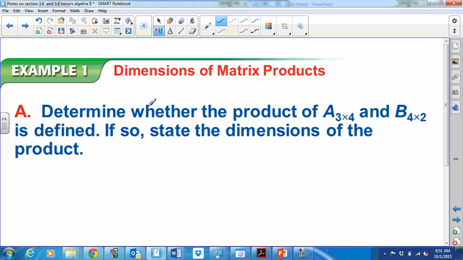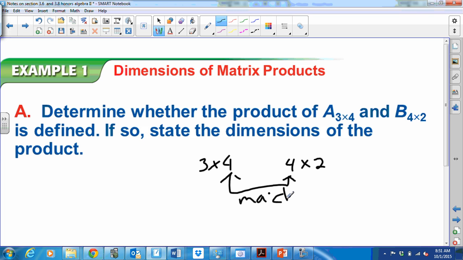So the first thing you need to realize is that when you're trying to multiply matrices, in this case they ask if you can multiply a 3 by 4 matrix by a 4 by 2 matrix. And to know if you can multiply matrices together, what needs to match up is the columns of the matrix on the left and the rows of the matrix on the right. If those two numbers match, then you can multiply.